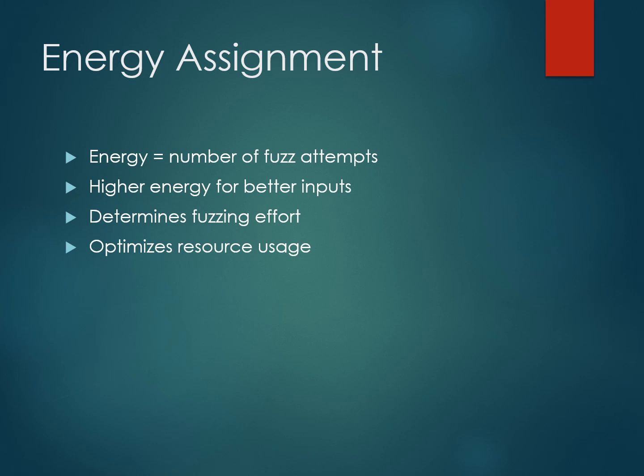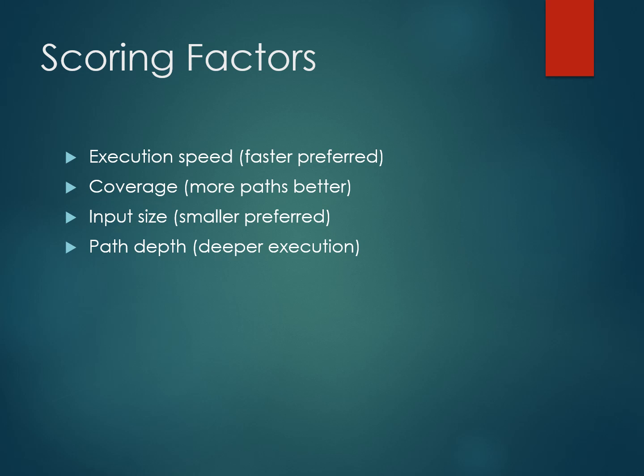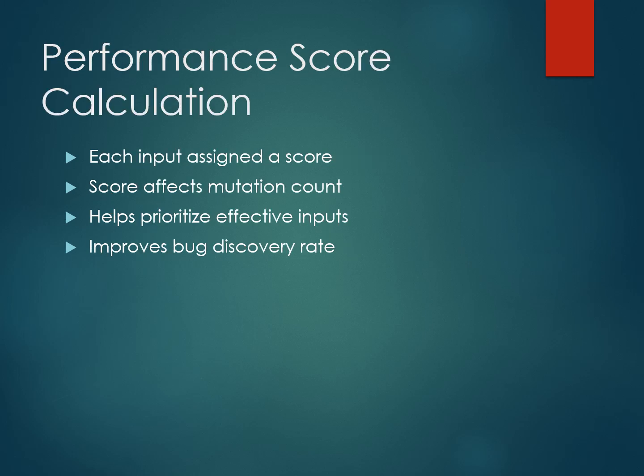Energy assignment. Energy is equal to the number of fuzz attempts. Higher energy is given to inputs that give better results. It also optimizes resource usage besides the fuzzing effort. Scoring factors, which we have already covered: scoring is given to test cases based on how useful they are. Inputs that execute faster, have more coverage, and have a smaller file size and path depth are given more score.